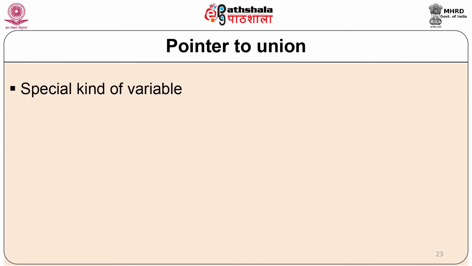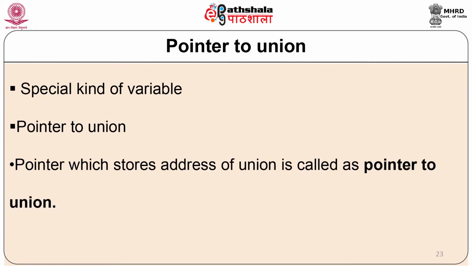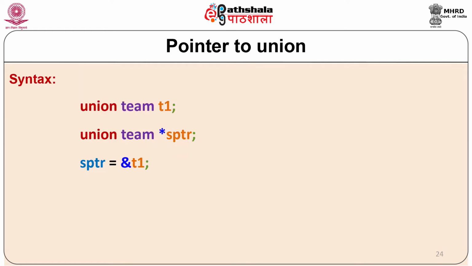As we know, a pointer is capable of storing the address of a variable. Now we will learn about pointer to union, that is, a pointer which is capable of storing the address of a union in C programming. Pointer to union. Let us see the syntax of pointer to union. Step 1, we declare a variable of type union.